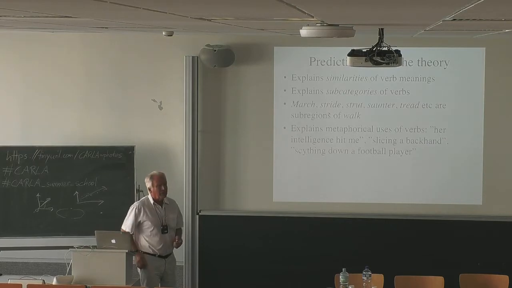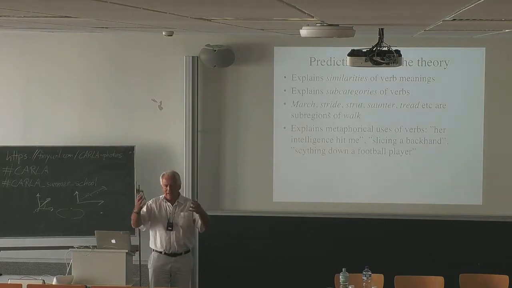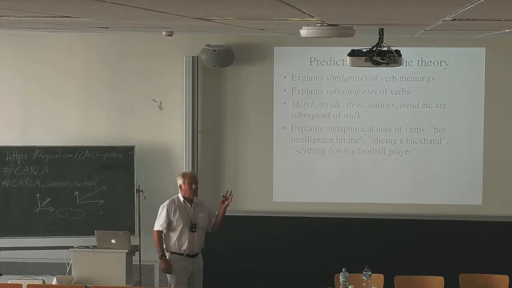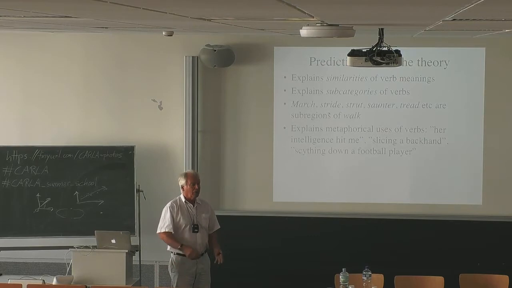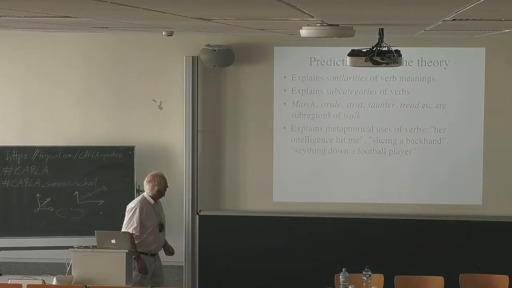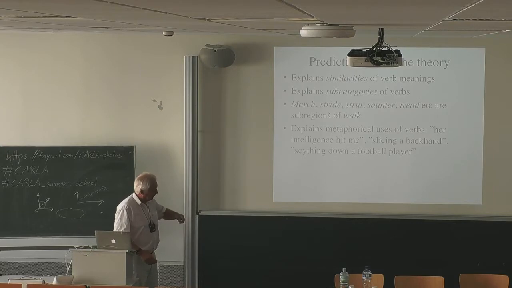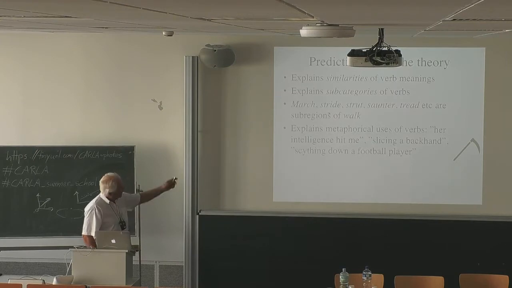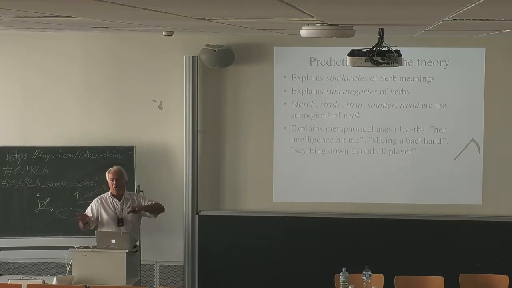It can explain metaphorical uses of verbs. Her intelligence hit me. I mean, now it's a kind of mental force. I feel like I'm hit by the personality of somebody. Slicing a backhand. I mean, slicing is normally used for cutting bread, separating something. And when you slice a backhand in tennis, you move your racket in the same kind of fashion as if you're slicing bread. And scything down a football player. I don't know if all of you know what a scythe is, but it's an instrument. It means that another football player is using his leg as a scythe to cut down the first player. So verb metaphors have not been studied very extensively, but I can explain how they work by saying it's the same force pattern that is involved. Even if the objects are totally different, the force patterns are similar. So that's my way of explaining verb metaphors.